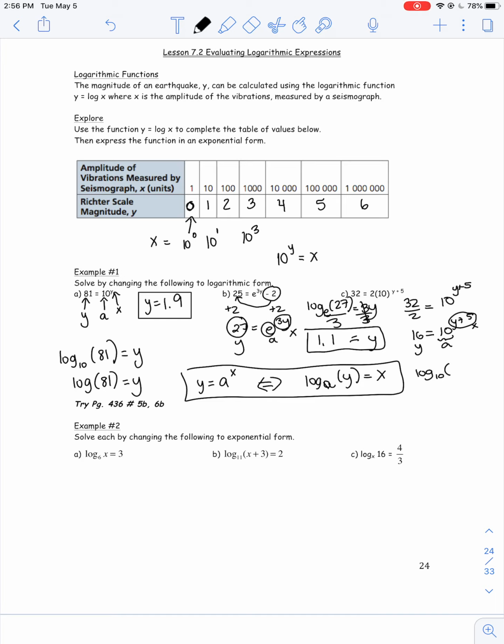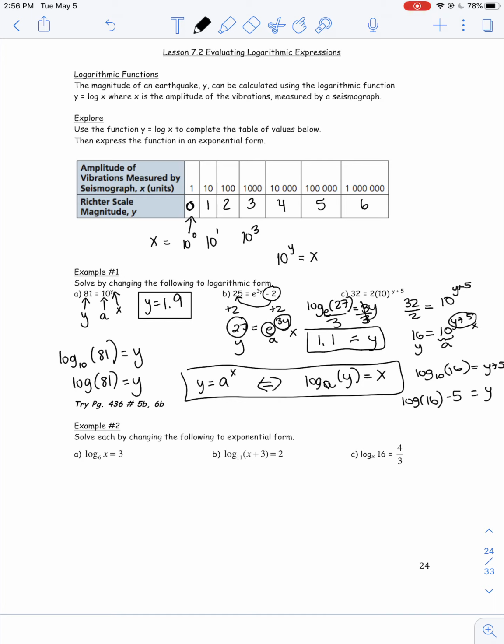Our 10 is our a. And this value right here is our x. And it's always in the form of log of little 10. In brackets, we're going to put 16, and that should equal y plus 5. So to get our y value, we're going to have to subtract 5 on both sides.